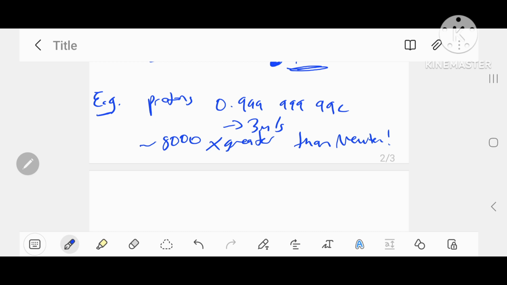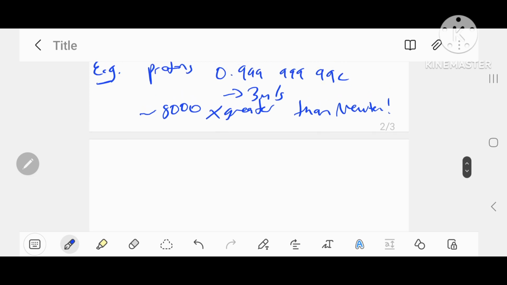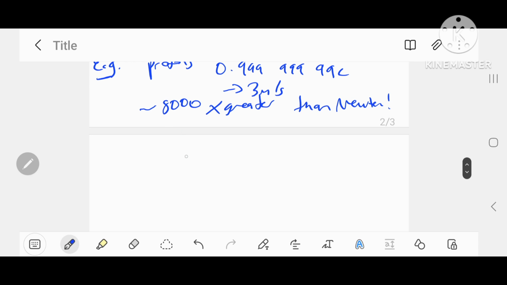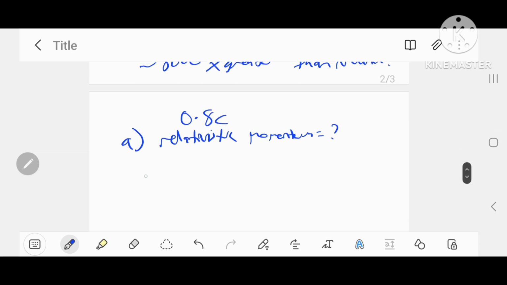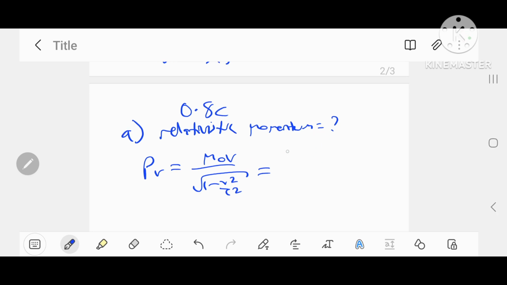The relativistic momentum formula applies to objects moving close to the speed of light, which is the protons in this case. So suppose you've got protons accelerating to a velocity of 80% the speed of light, so 0.8c, and we need to work out the relativistic momentum. Quite simply, use the relativistic momentum formula. Now, m sub naught is the rest mass of the proton, which is 1.67 times 10 to the minus 27 kilograms. It's on your data sheet, the HSC data sheet.